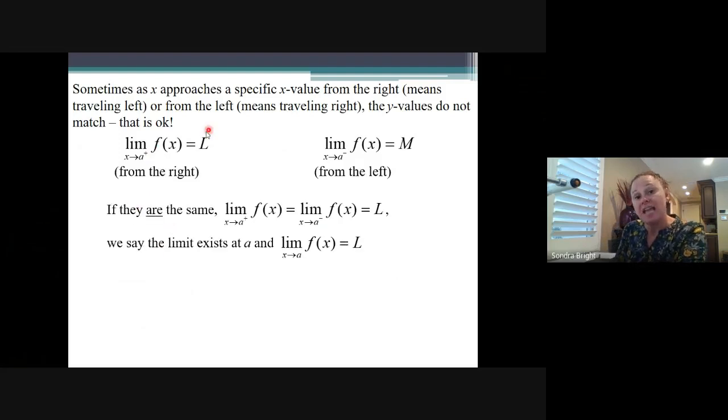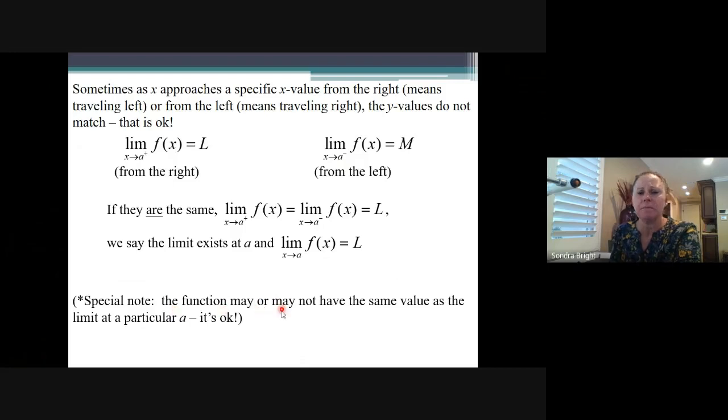So if they are the same, if L is equal to M, if they are the same limit from the right and from the left, then we just say that it's L. And we say the limit exists at a, and the notation is just that the limit of f of x as x approaches just a is equal to L.